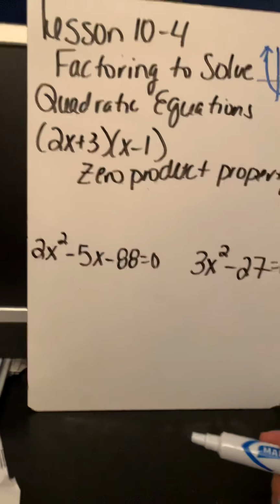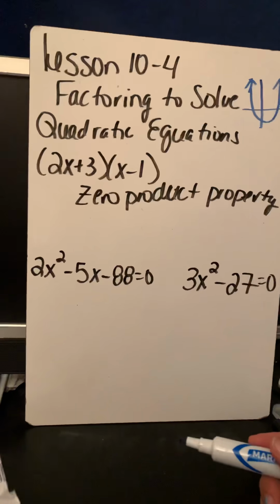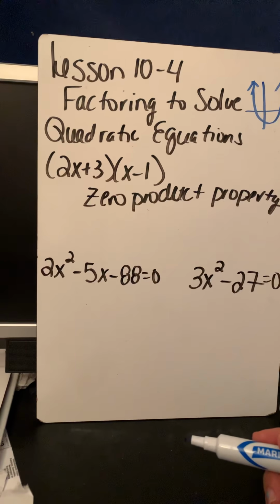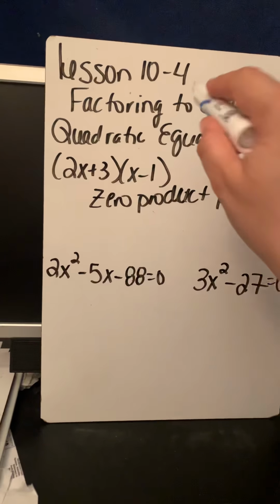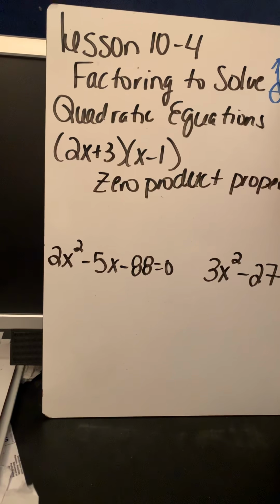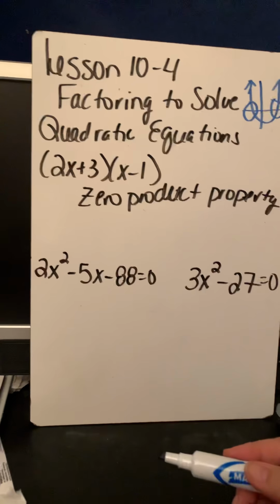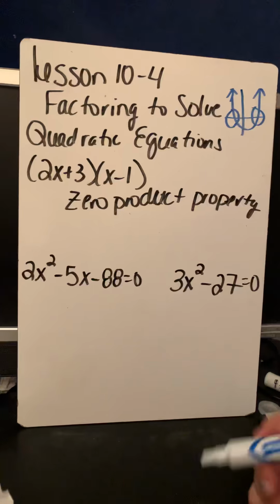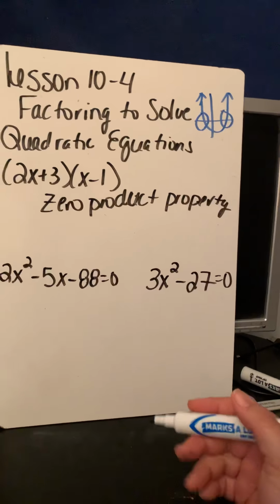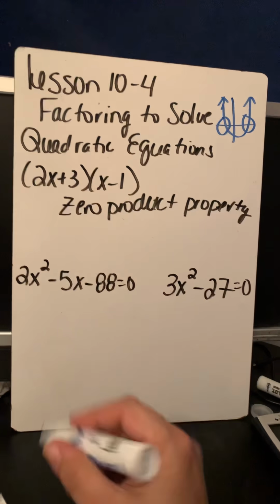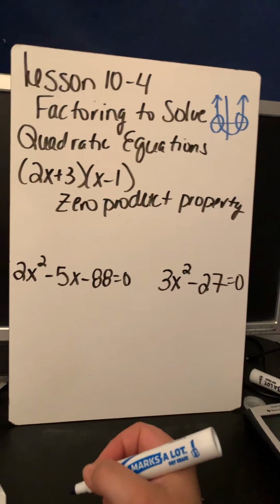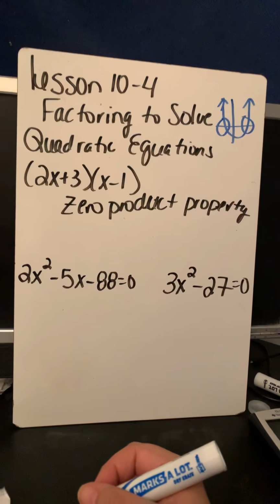You plug your 0 in for x, solve for y. Very, very simple to find the y-intercept. To find the x-intercepts, that is why we are factoring to solve quadratic equations, so that we can find what these 2 points are. So we can find those 2 intersection points. That's what we are looking for, because we're basically plugging 0 in for y, now solving for x, which is how you find your x-intercepts.